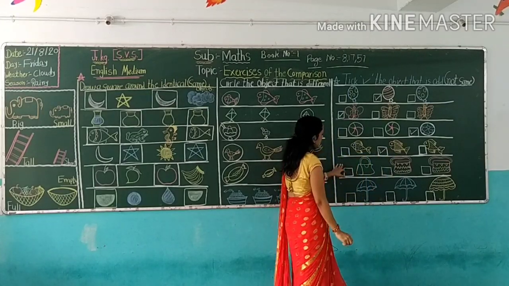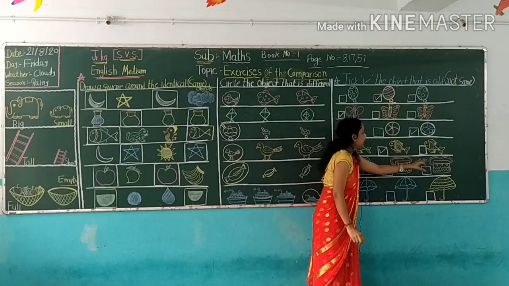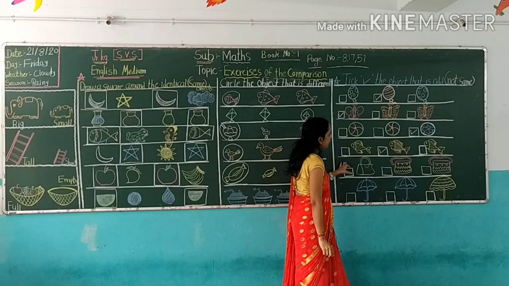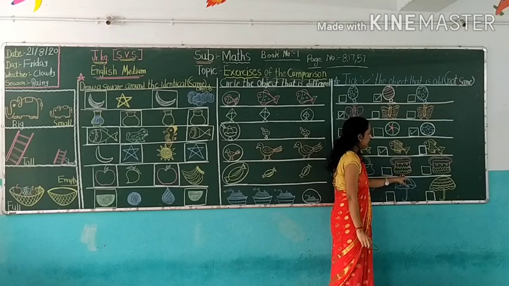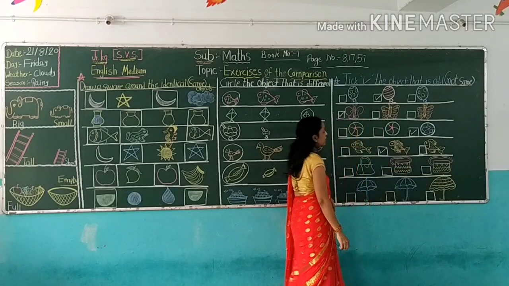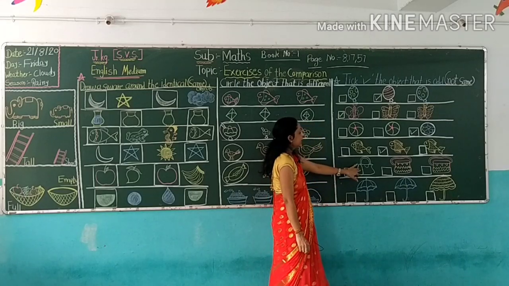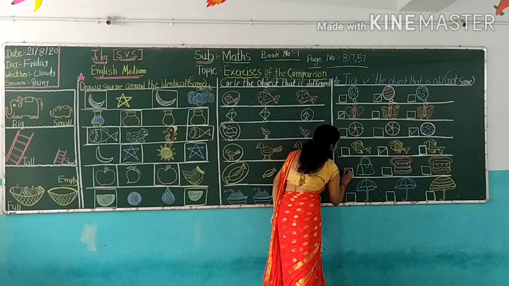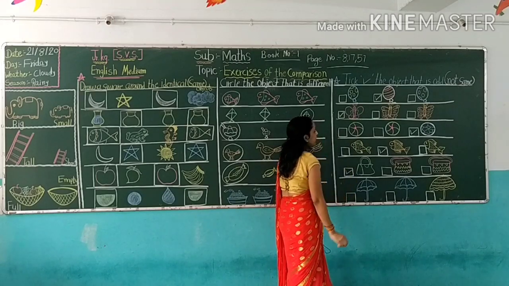And here I drew 3 purses. Okay. 3 purses. Which purse is different? This? No. This? No. So which picture is odd? This. Yes. This is not same. So tick the right here.